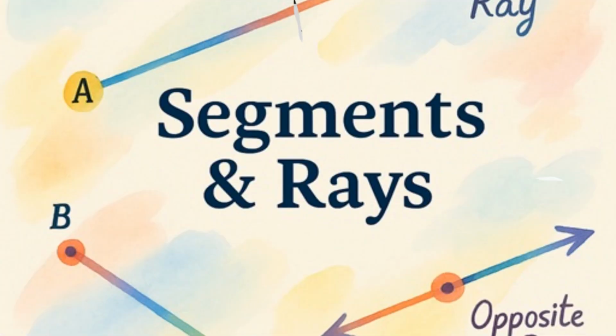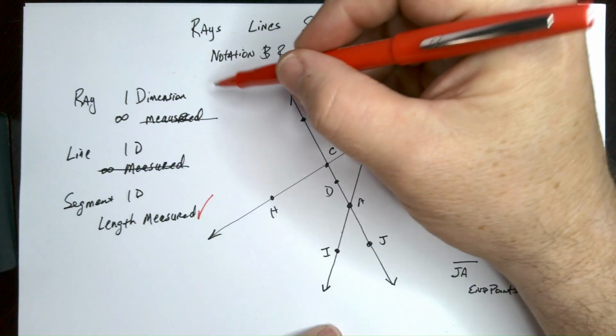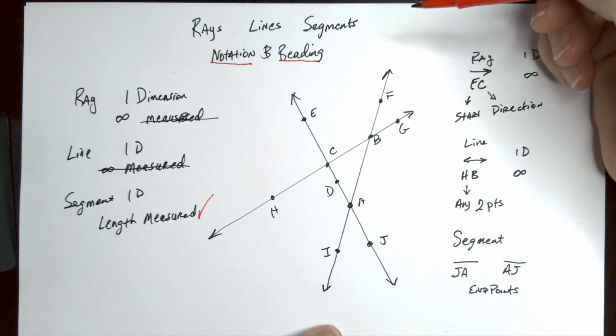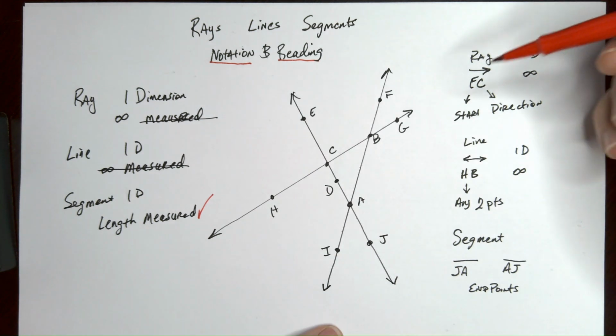Alright, let's do a quick video on rays, lines, and segments. What we're really going to be focusing on is how to write and how to read them. Notation means how they're written in math. So let's go over this.